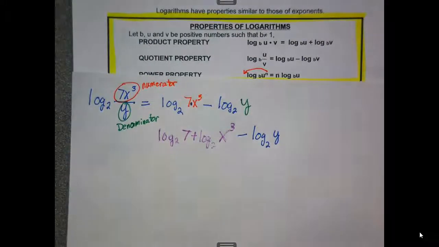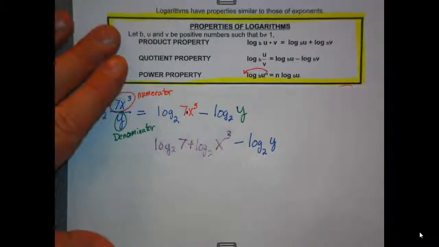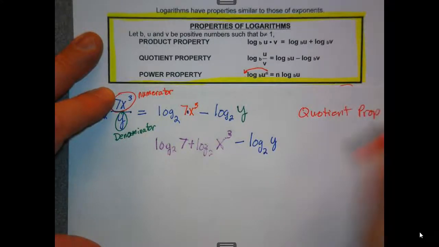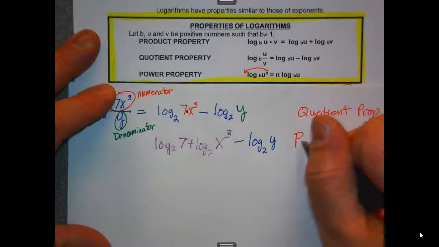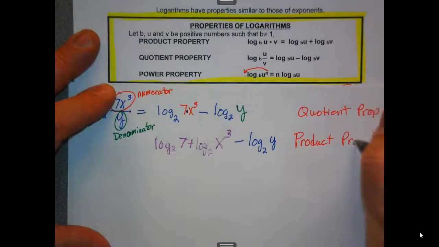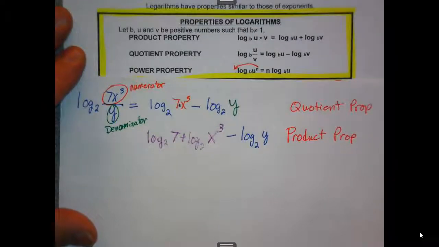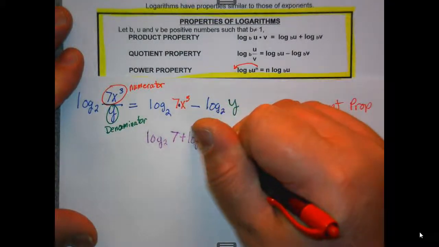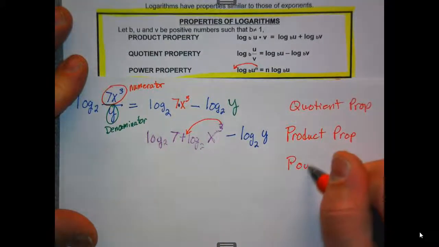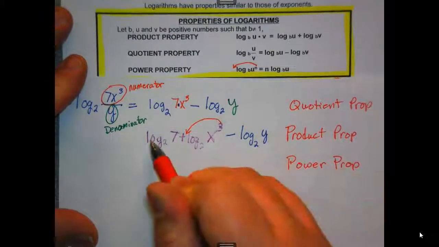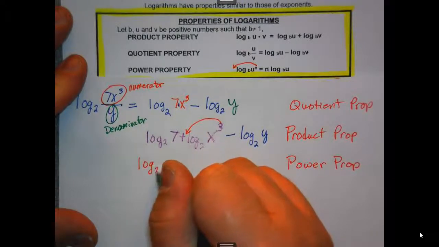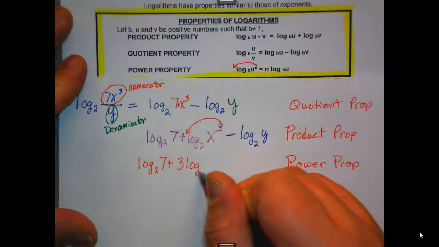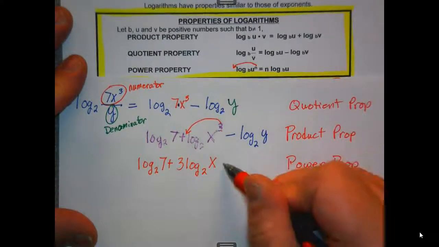Okay, almost done. This one was the quotient property, right? This was the product property. But on this particular problem, we have to use a third. Okay, so I do have an exponent. I'm going to bring it in front using the power property. Okay, so I have log base 2 of 7 plus, I'm bringing the 3 in front. And then I'm just bringing down the log base 2 of y.